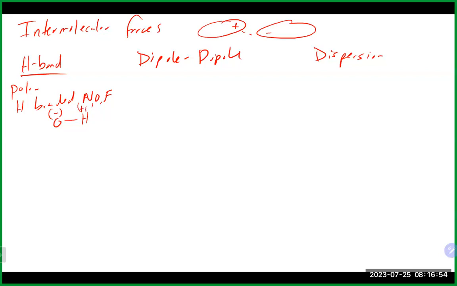As we talked about, not everybody that has a hydrogen has the ability to hydrogen bond. So it really does need to be that hydrogen that's directly attached to one of those three elements in order for hydrogen bonding to take place.